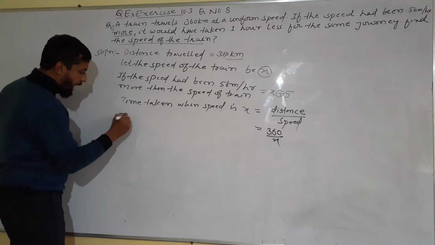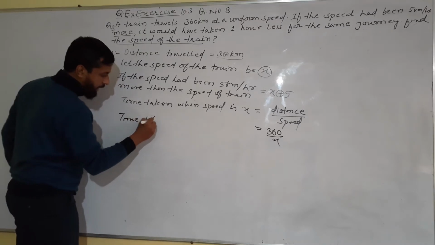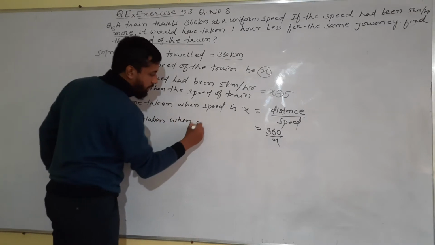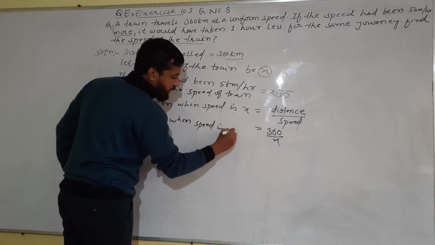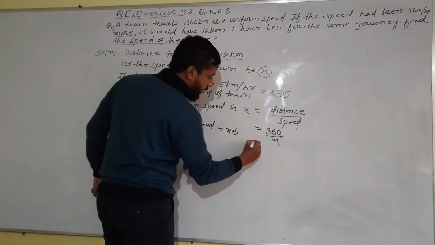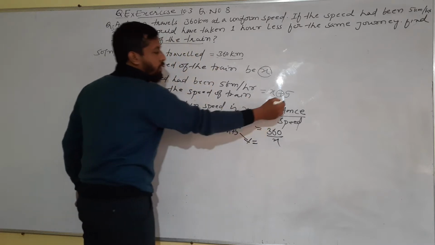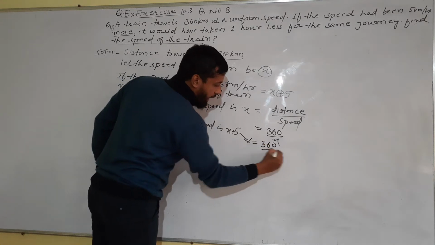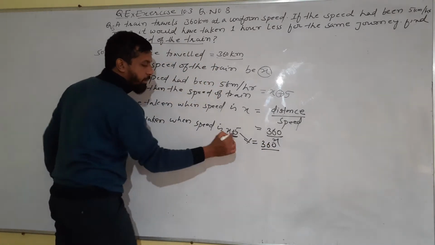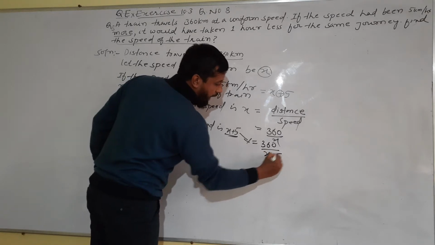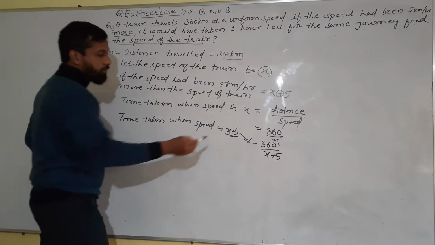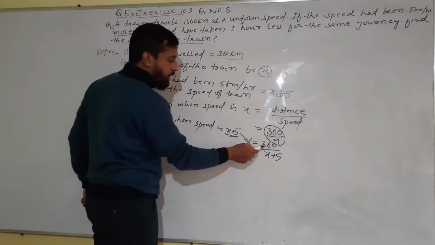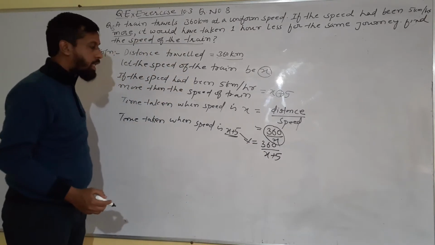Now time taken when speed is x plus 5. The same thing, distance divided by speed. Distance is 360 divided by speed. Now speed is x plus 5. X plus 5 is the speed. We know 360 divided by x is greater than 360 divided by x plus 5.